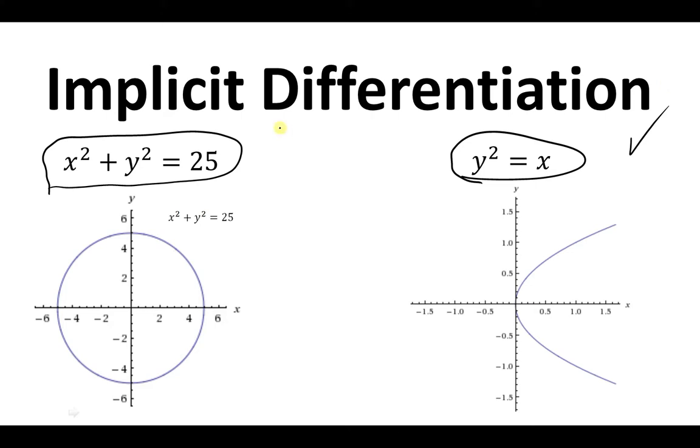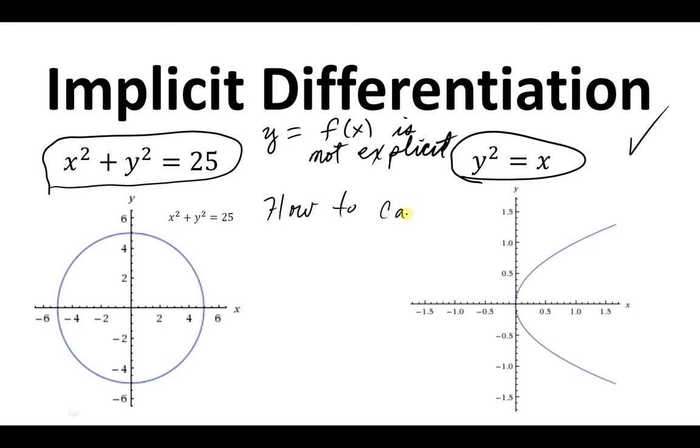Notice that y equal f of x is not explicit. Sometimes you can solve for f of x, but sometimes you can't. So if you're given an expression as opposed to an explicit equation for f of x, how do you calculate dy dx?